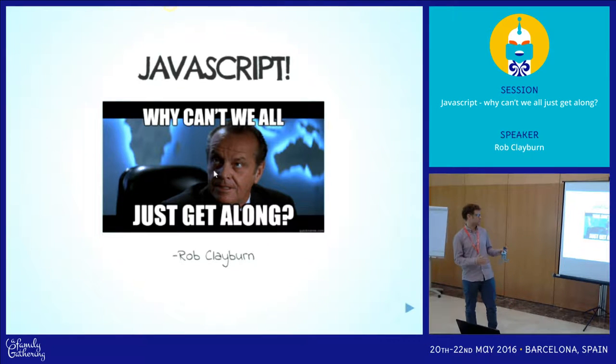The title of my talk is JavaScript, why can't we all get along? Just get along. If you've seen the film Mars Attacks, he makes a heartwarming speech, and then he gets zapped. And that's kind of what developing with JavaScript can be like. You do your best and you get zapped.